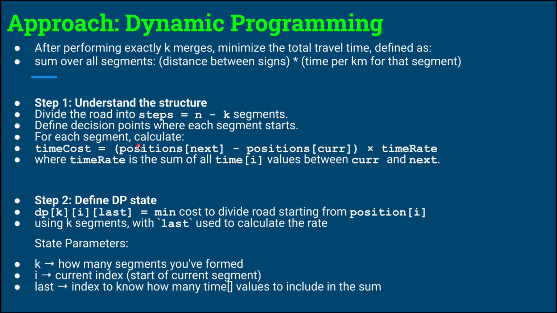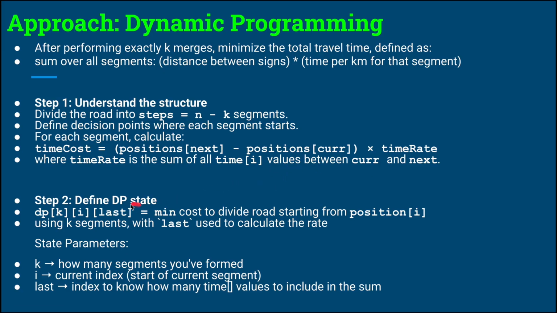For each segment, we will calculate the total cost. How will the total cost be calculated? Position at next minus position at current, multiplied with the time rate, where the time rate is the sum of all the time at I values between current and next.